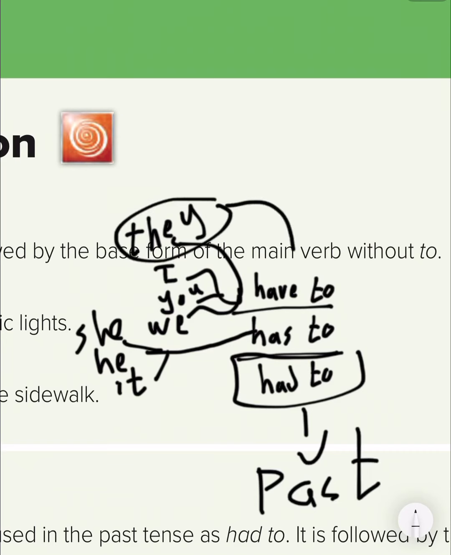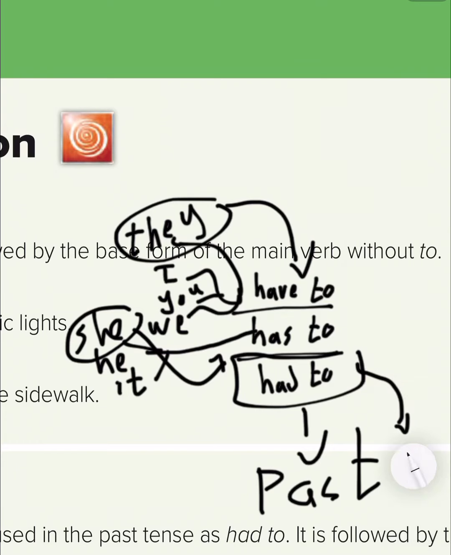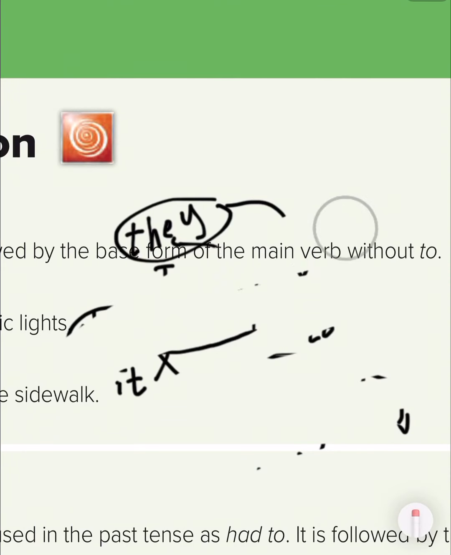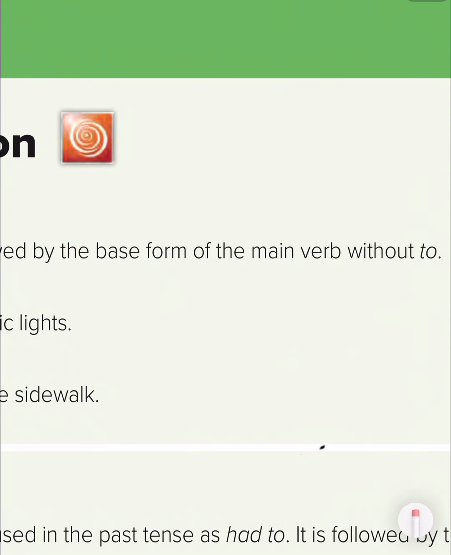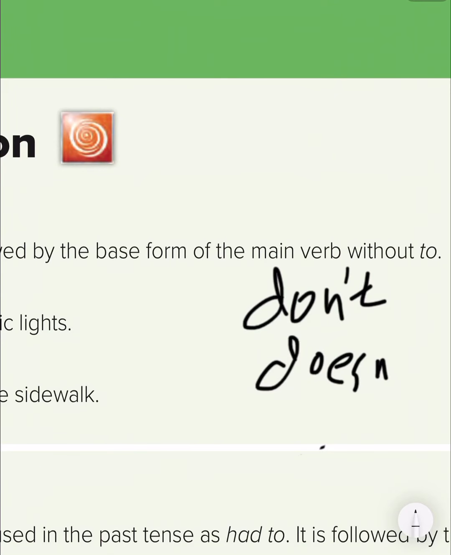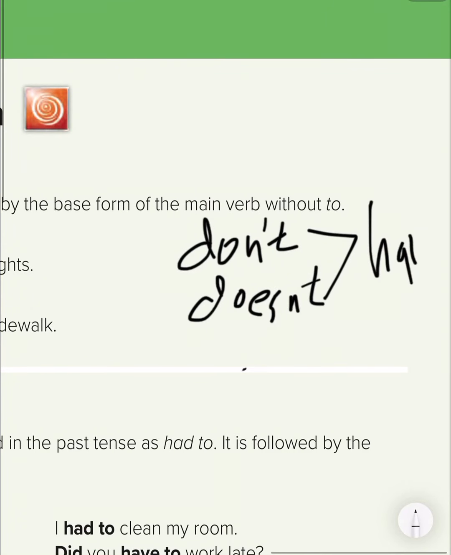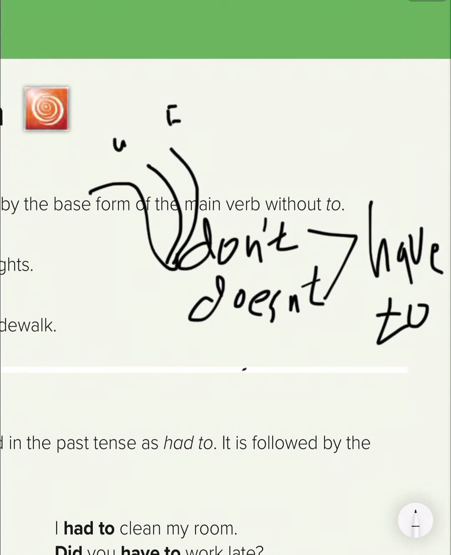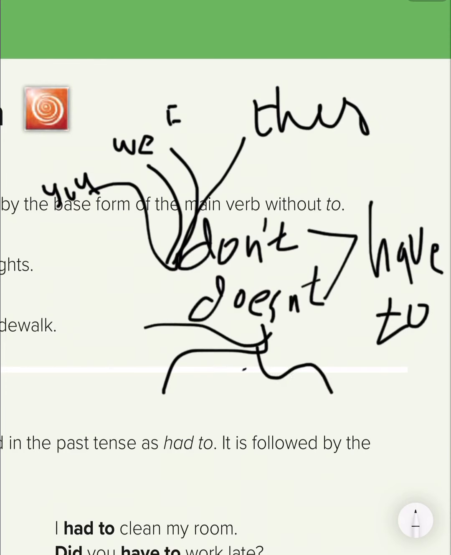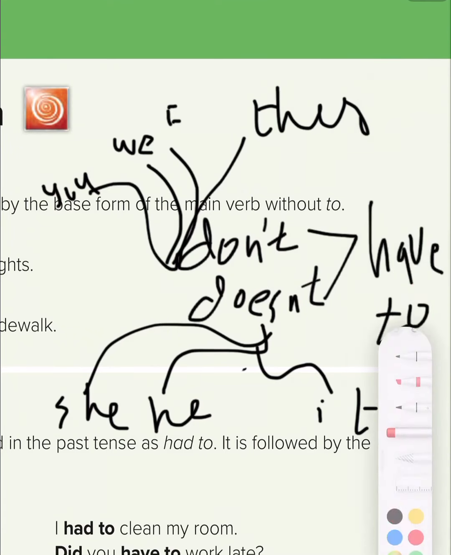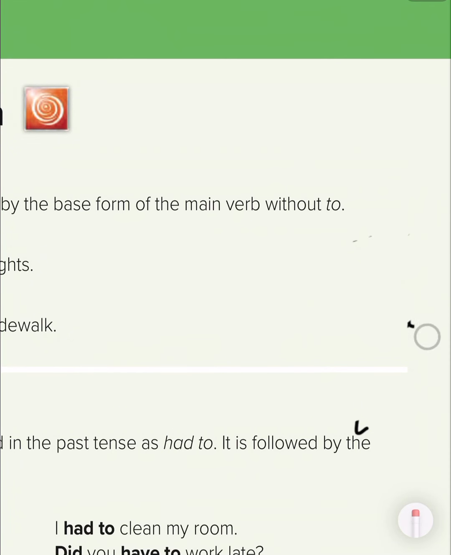For example, they have to. She has to. Yesterday, I had to. Okay? And if I want to make it a negative, we will use don't or doesn't. Don't have to, as we know, takes I, we, you, and also they. Doesn't, as we know, takes she, he, and it. Okay? Clear? Very good. Then we will read the examples that we have here.